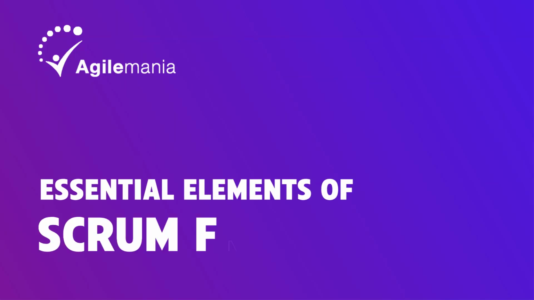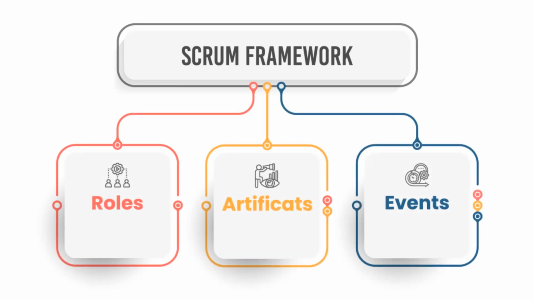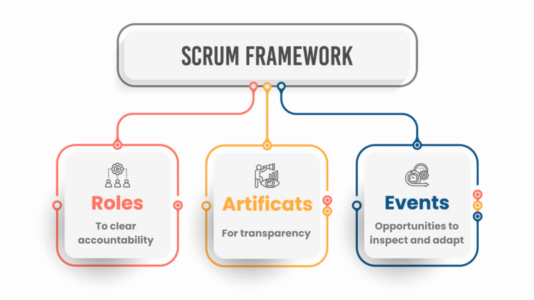Essential elements of Scrum Framework. Scrum Framework consists of roles, artifacts, and events. Roles are there to have clear accountability, artifacts are there for transparency, and events are opportunities to inspect and adapt. Let's deep dive into Scrum.